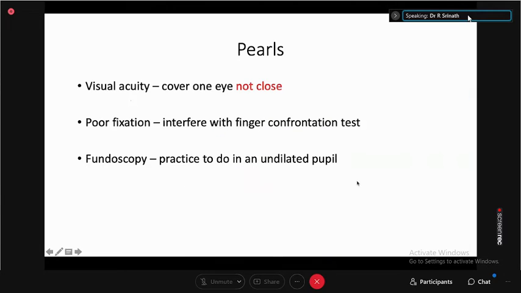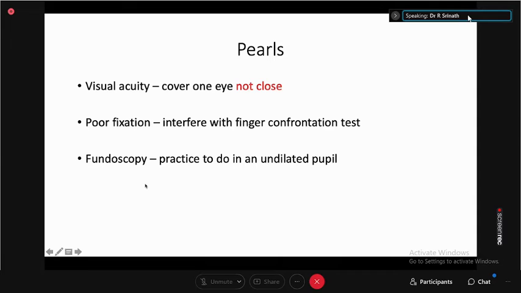So before going to the next cranial nerve, one should always remember that whenever we test visual acuity, the patient is asked to cover the eye with a hand and not close the eye. The reason I have already told. And whenever you are testing the finger confrontation test, poor fixation is a very important impediment, so that may interfere with the confrontation test. The individual has to focus on the examiner's eye.